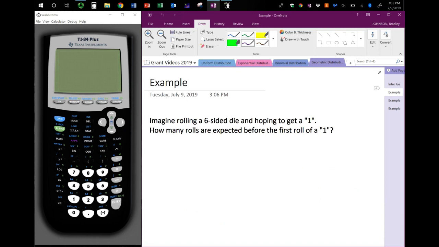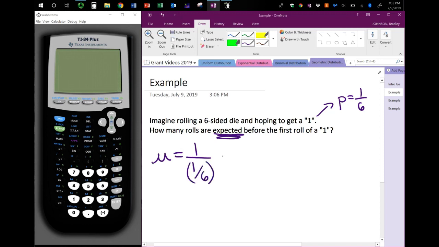Imagine rolling a 6-sided die and hoping to get a 1. Let's just think of the probability of rolling a 1. You have a 6-sided die, so that's just 1 out of 6. So the probability of success is 1/6. Now, our geometric question comes into play here. How many rolls are expected before the first roll of a 1? Now, expected, that is expected value or the mean. And the mean is 1 over 1/6, okay?